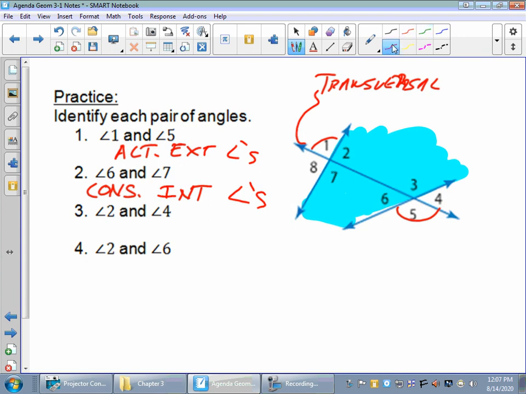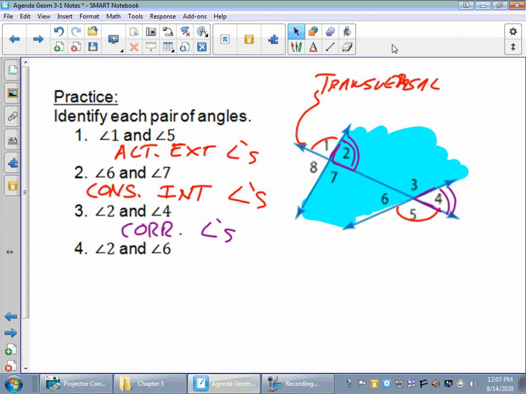If we look at angle 2 and angle 4, here's angle 2, here's angle 4. What type of angles would these be? Well, we've got one interior and one exterior. So that should be a little tip right away. And they're on the same side of the transversal. So they are in the same position. They're above the transversal, but underneath the line that it crosses. So those would be corresponding angles.